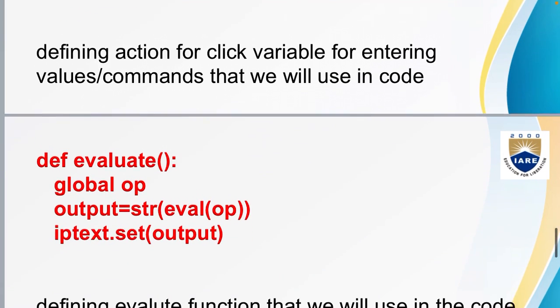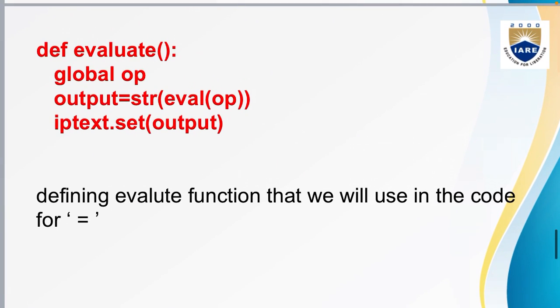And next, the evaluate function, defining a function that will hold the code for equals to. When we write an expression in this calculator and click on the equals to symbol, the following function will run.